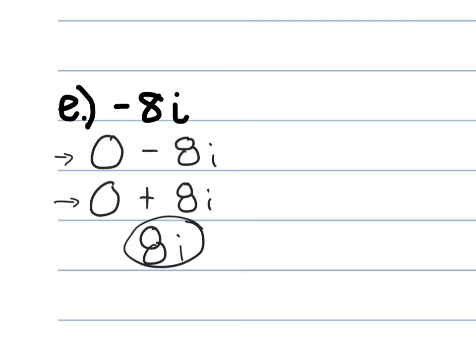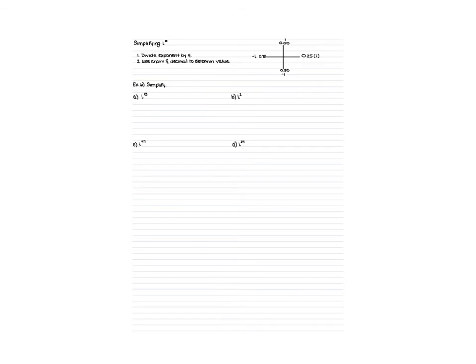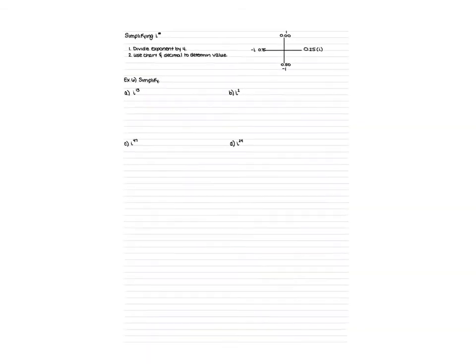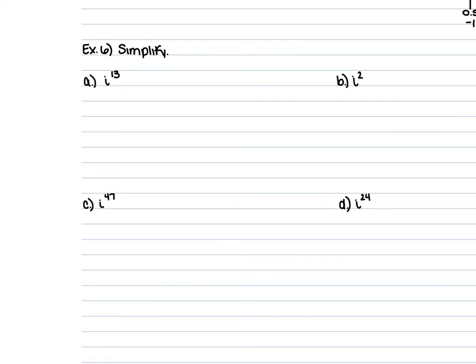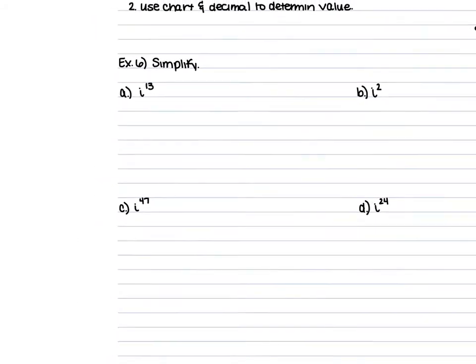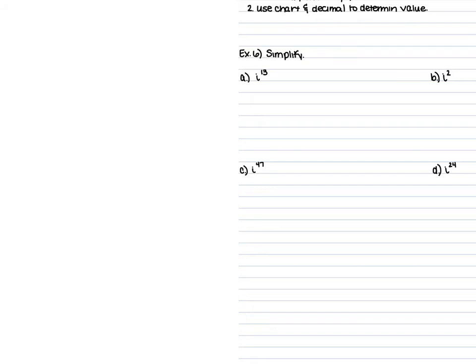Now one last thing. The last section we're going to go over today. Notice this is i to the 13th power, i to the 2nd power, i to the 47th power, and i to the 24th power, which is actually super easy to figure out as long as we're only talking about i. Okay, so here's what we need to understand. You might want to make yourself a note here.